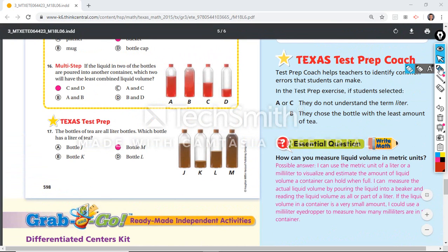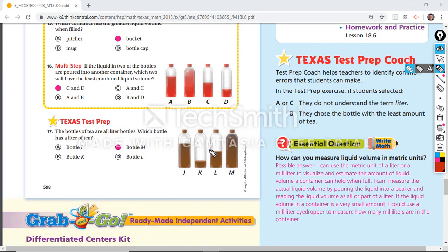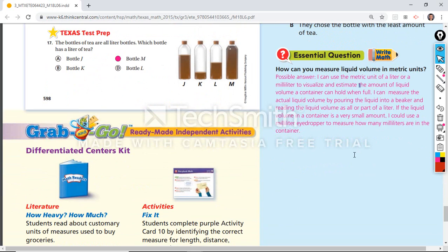And the Texas Prep question is, here are the bottles of tea. Which bottle has a liter of tea? Well, these are all liter bottles. Which one is the one that's full? It's bottle M. I know these are very easy for you. You guys are way too smart for this one, but I still have to go through it before you take your quiz. Hopefully you worked on the experiment here.